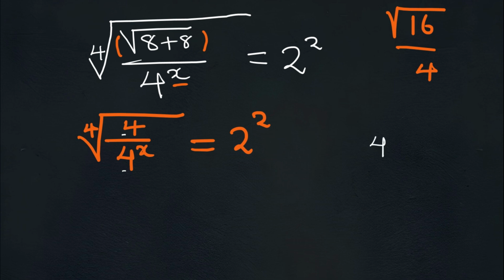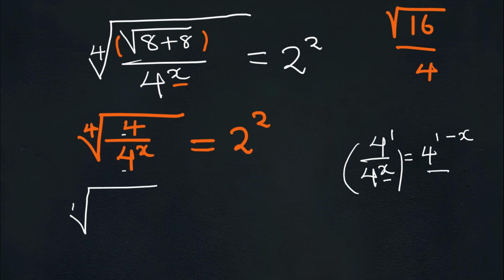So we have got our 4 over 4 to the power of x, and we know that 4 is 4 to the power of 1. So our expression will therefore use the same base and then the exponent minus the exponent of the denominator. So our next step will therefore be the fourth root of 4 to the power of 1 minus x is equal to 2 to the power of 2.